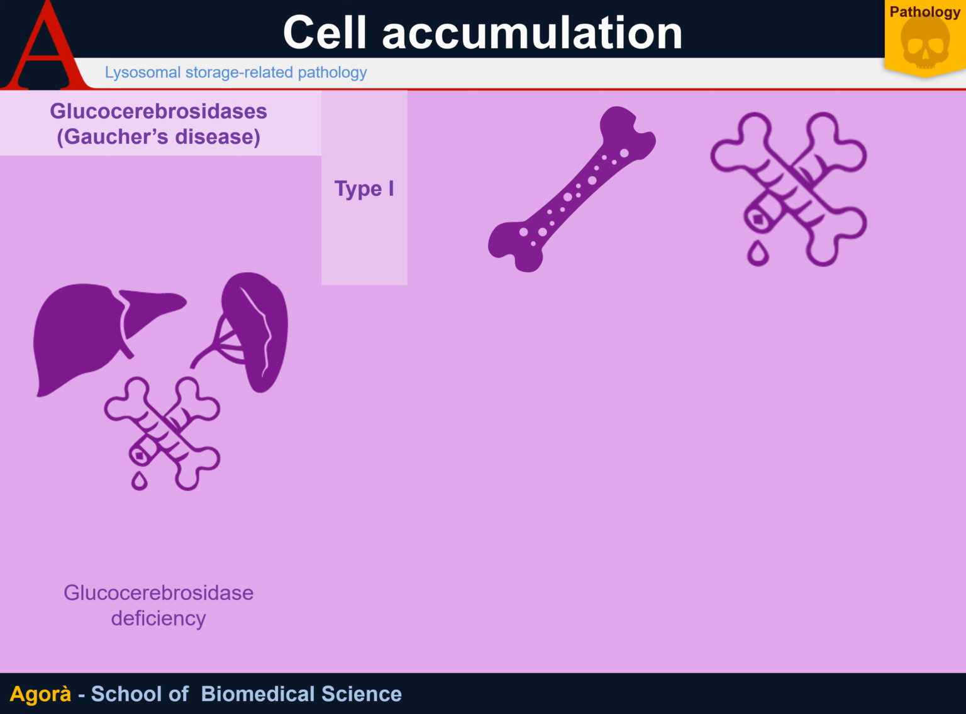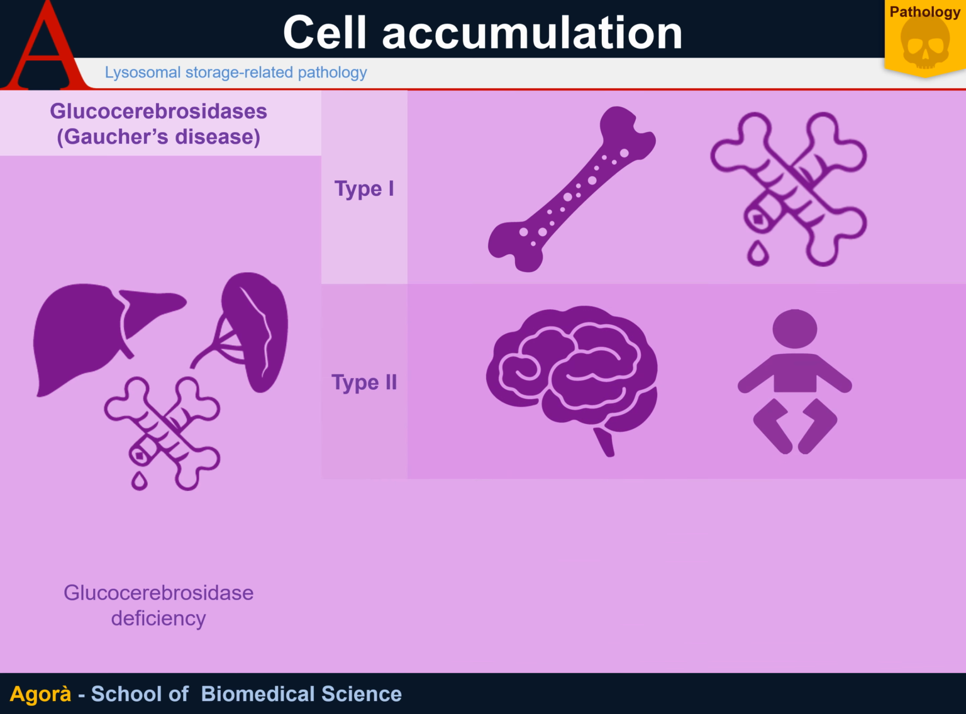Type 1 is the most common form. It is the non-neuropathic disease, characterized by osteoporosis as a result of cells swamped with glucocerebrosides in bone marrow, anemia, thrombocytopenia, and neutropenia. This is due to the fact that the bone marrow is swamped with those cells and cannot produce normal blood cells. In fact, this compression may lead to bone infarction.